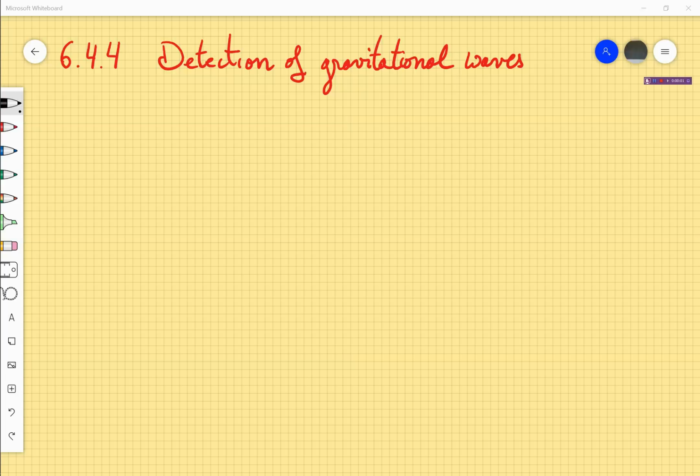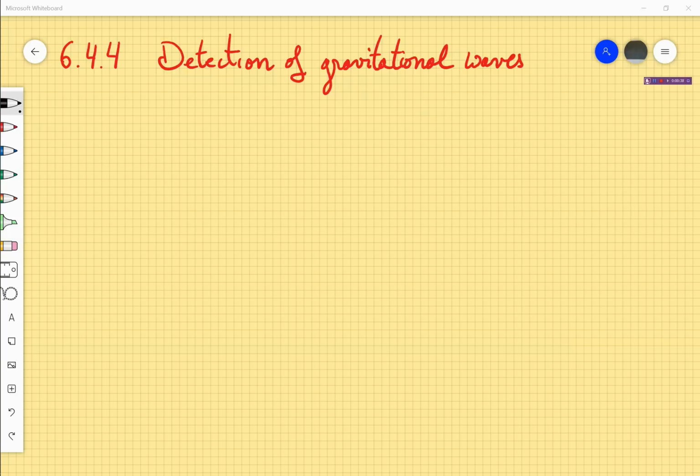As we explained in the first video of this section 6.4, the way to detect gravitational waves is via the geodesic deviation they produce on free-falling particles. If you remember the formula of geodesic deviation, it depends on the curvature, on the Riemann curvature tensor, in fact. If we want to study this geodesic deviation, we have to start by computing the Riemann tensor associated to these waves.